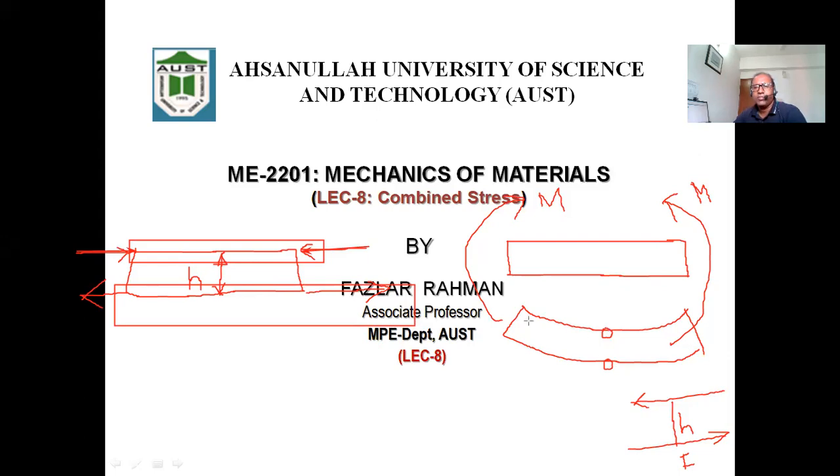So when the beam bends like that, one portion feels compression, the other portion tension. And this tension and compression come from the bending stress formula. That means sigma equals MC over I.